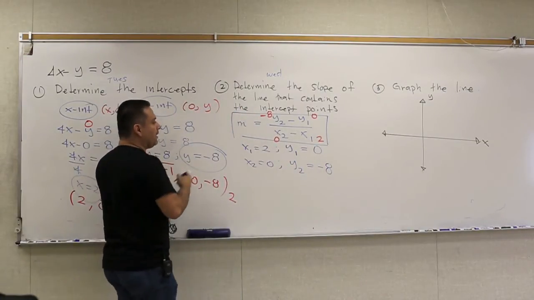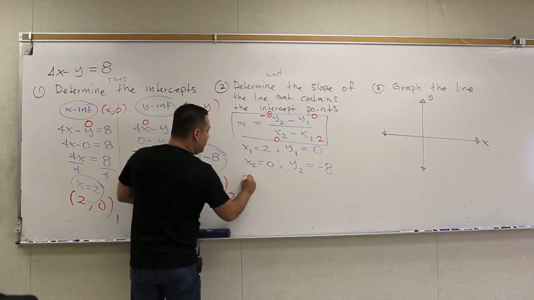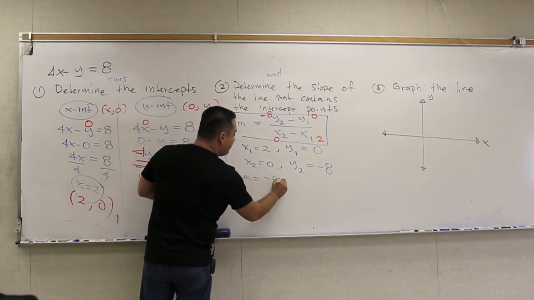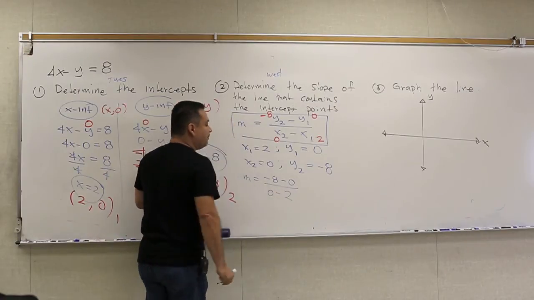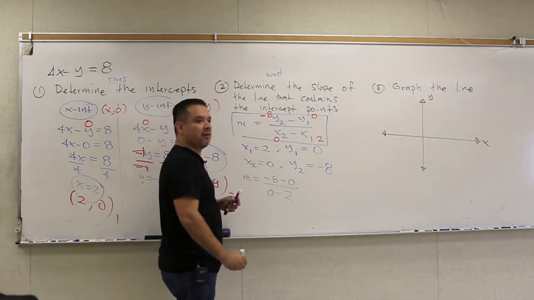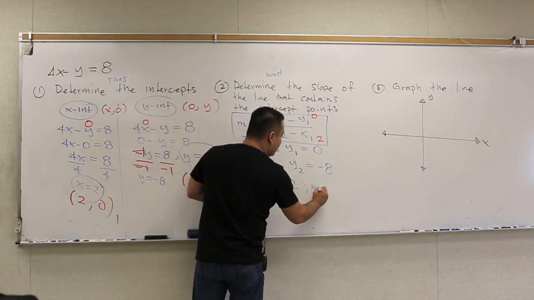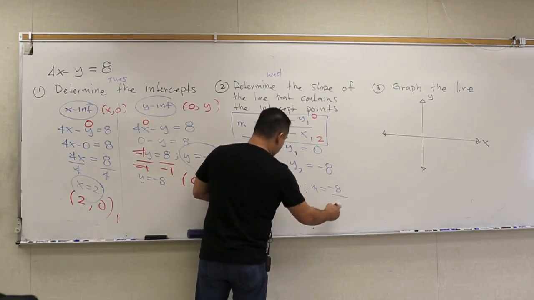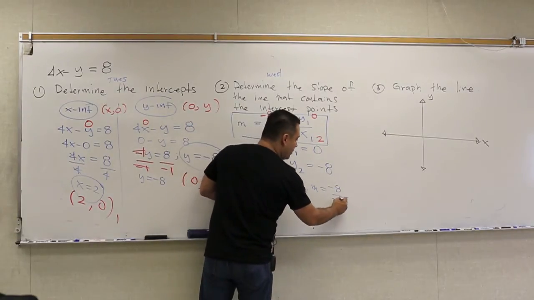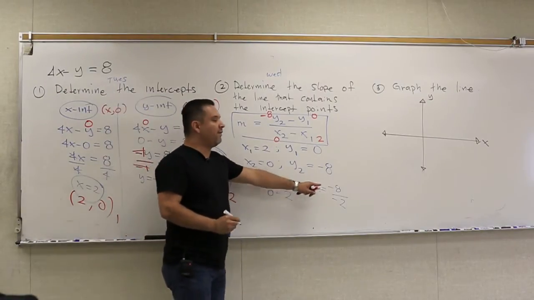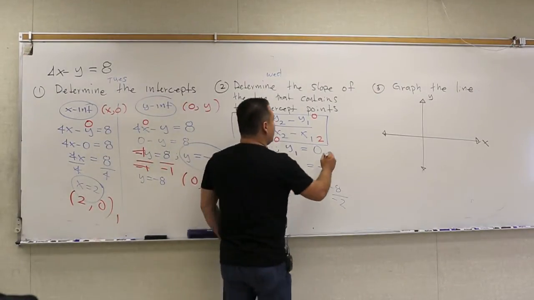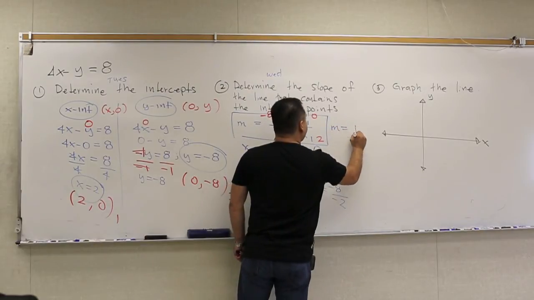So now we get that our slope will be negative 8 minus 0 over 0 minus 2. What's negative 8 minus 0? Is that negative 8? What's 0 minus 2? Negative 2. Negative 8 divided by negative 2, what do you get? Your slope is 4.